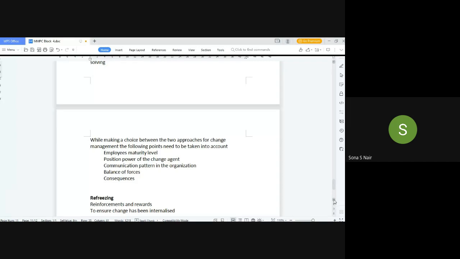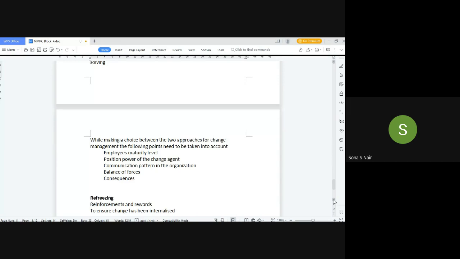Sometimes in the initial stages, if there is resistance, later on, as and when employees and individuals in the organization understand the benefits of the change, they would be more open to the idea of that change. But in the beginning, that directive approach can be employed.